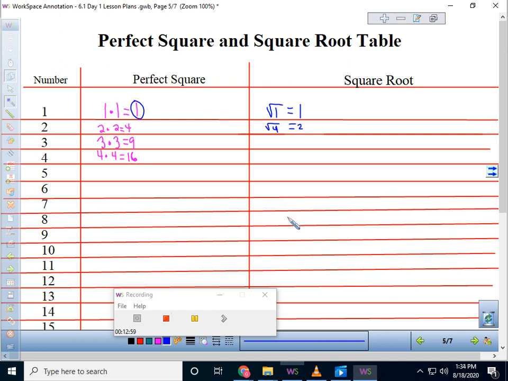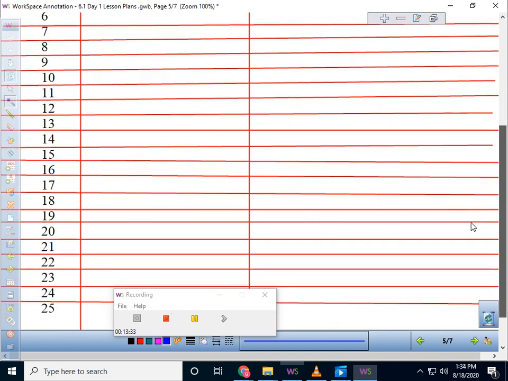times 2 equals 4. Okay, let's try the next one. We want to take the square root of 9. What is the square root of 9? What number times itself equals 9? Well, 3 times 3 equals 9. So the square root of 9 is 3. And likewise, the square root of 16 is equal to 4, because 4 times 4 equals 16. So what I want you to do is, remember we went all the way down to 25.